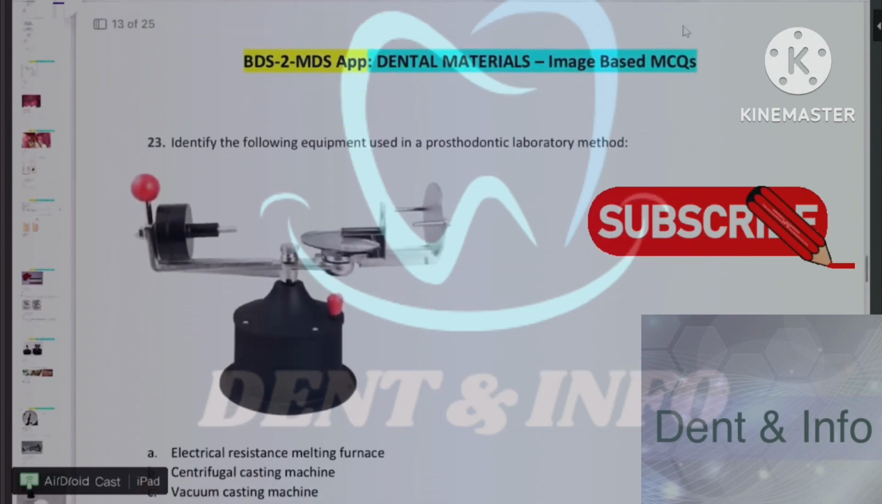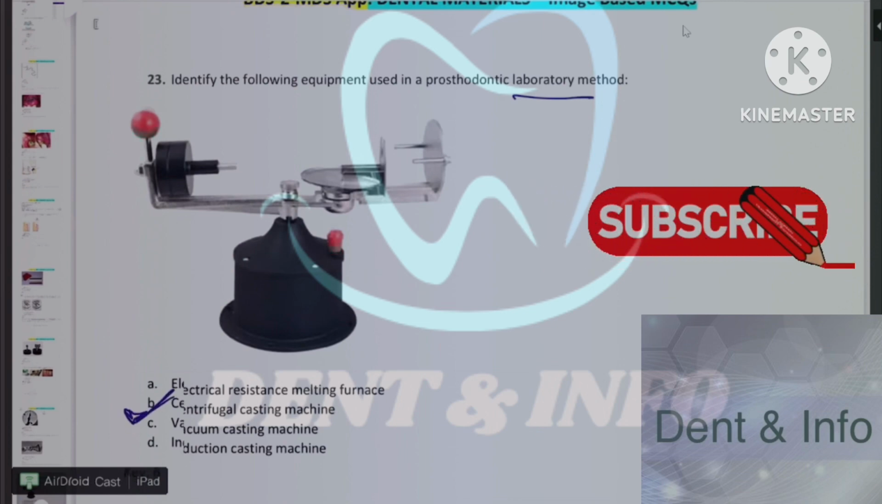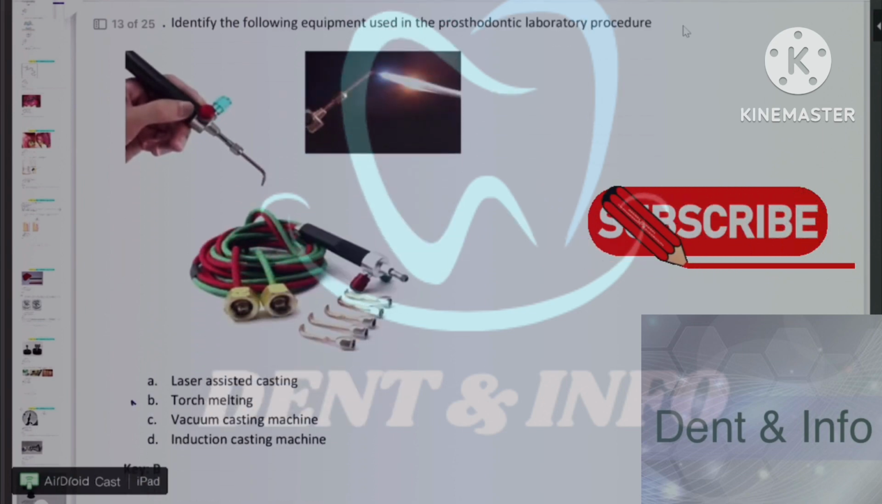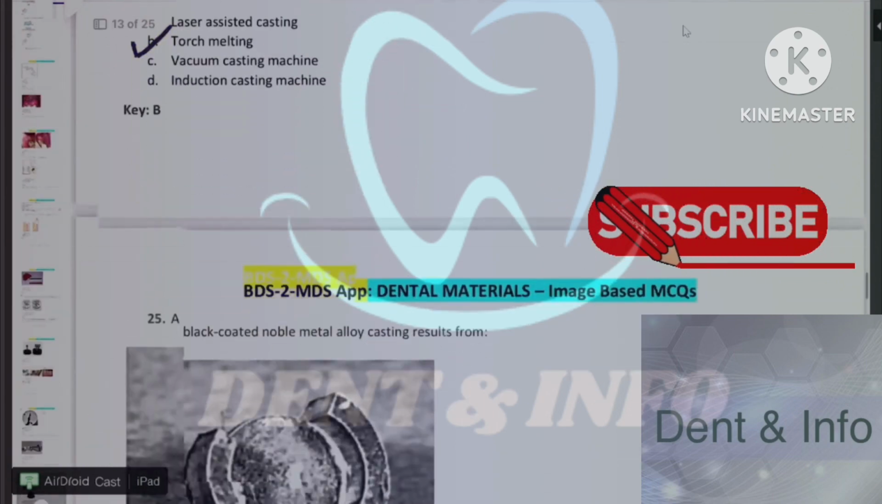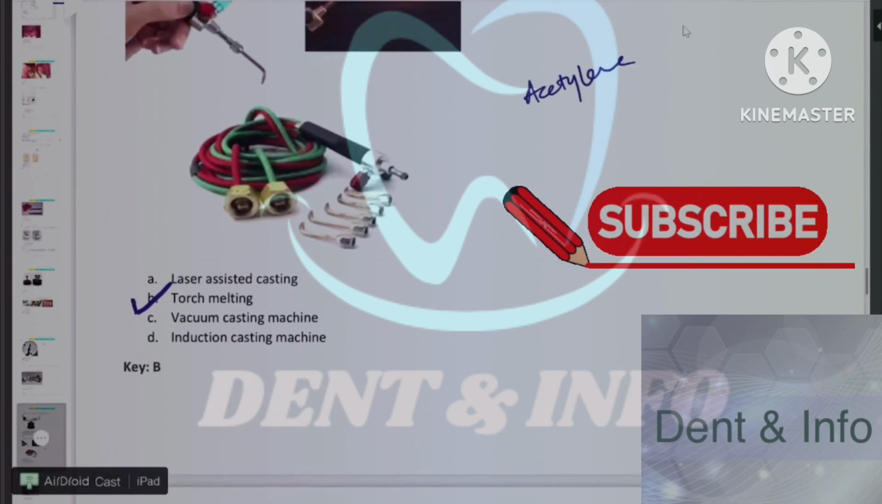Following equipment used in laboratory. This is a centrifugal casting machine. Again, the torch flame used for melting of different metals. They can ask you even about what is acetylene flame, what are the uses of that. Okay.